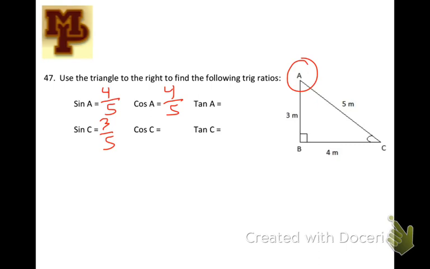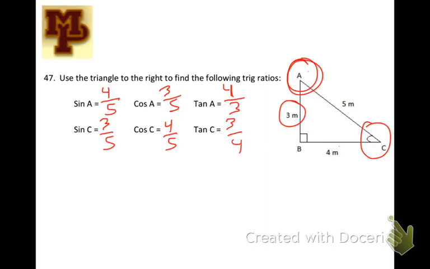Cosine of C would be, oh, I messed that one up. Cosine of A is right here, so cosine is 3/5. My brain is getting tired. Cosine of C is 4/5. And then tangent of A, that would be opposite over adjacent, so 4/3. And then tangent of C would be opposite over adjacent, so that would be 3/4.